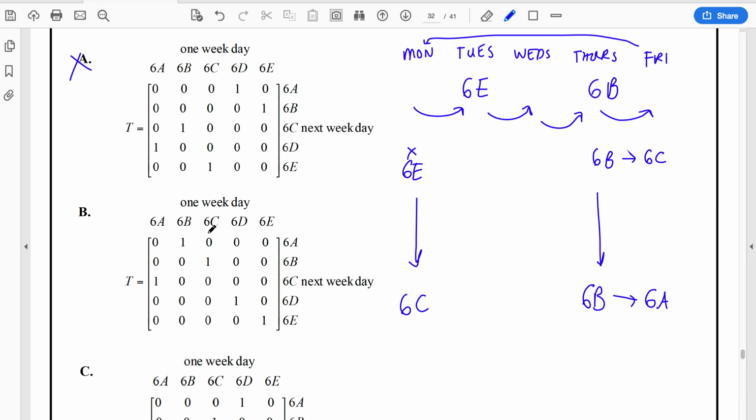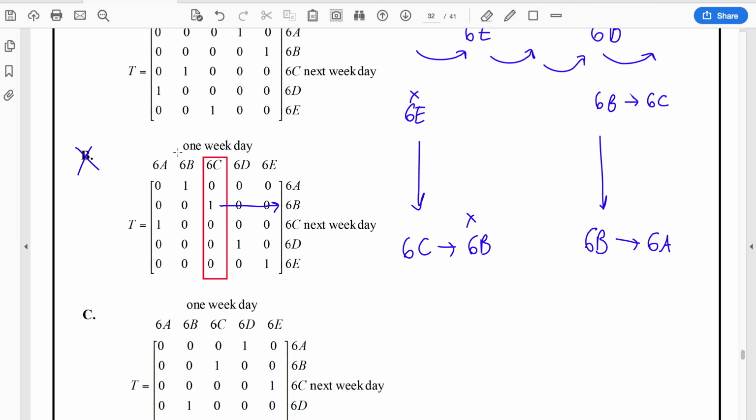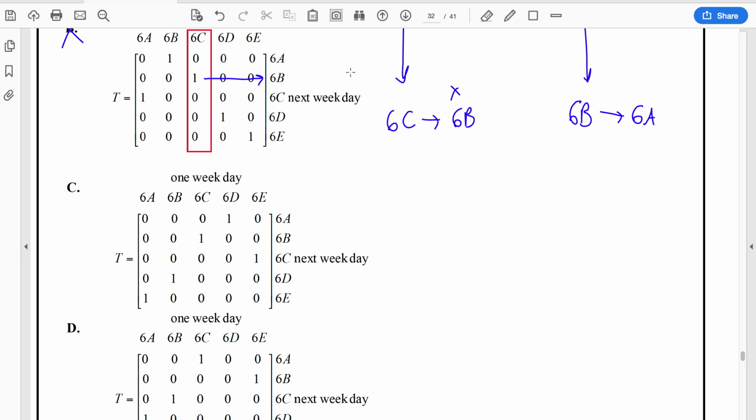Then I look at 6C, just like so. Look at where the 1 is, and this is telling me he goes to 6B the very next day. Now again, this is not what I want, because I want this day to be 6E. So that one's no good either. Okay, hopefully we get there soon.